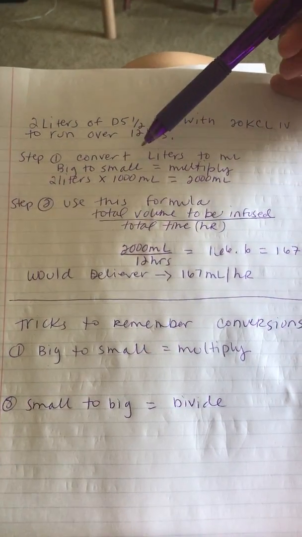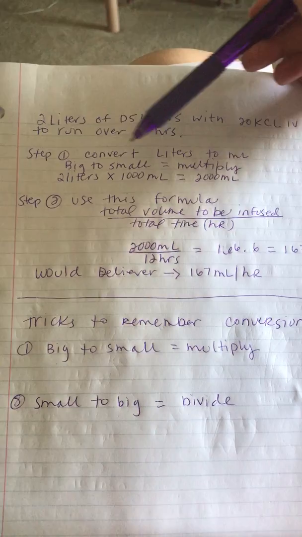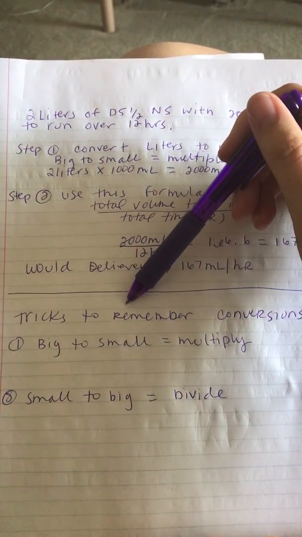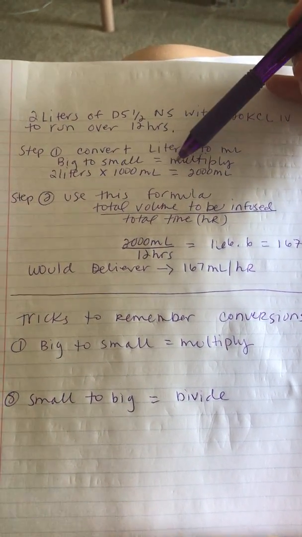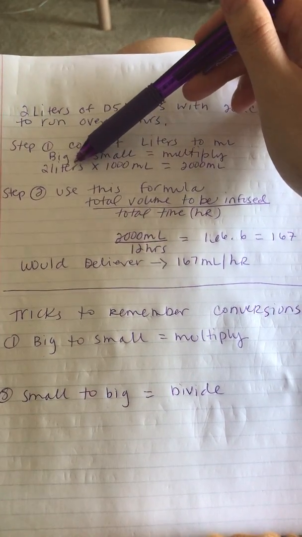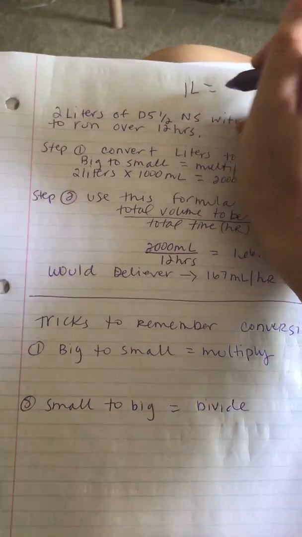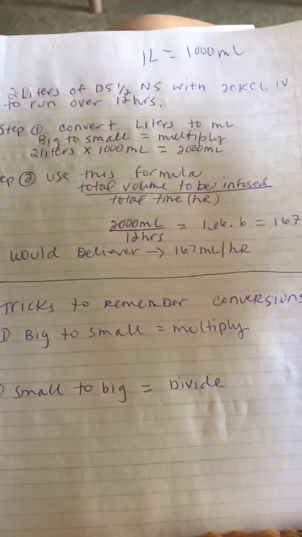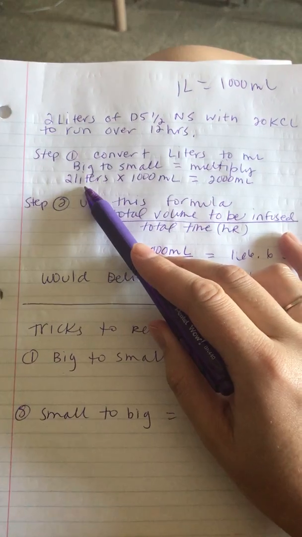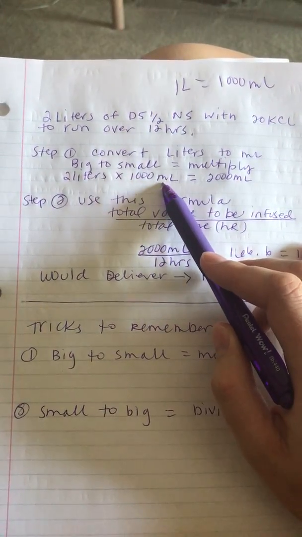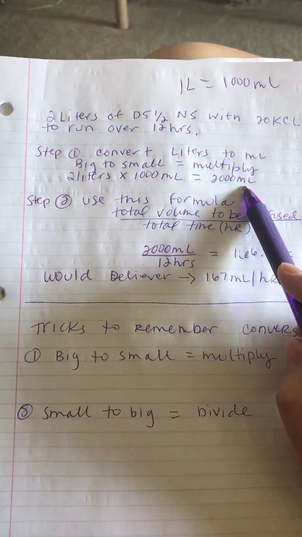So we know that we have liters up here, right? So we know that we're going to have to convert the liters to milliliters. Like I've done here, I've taken the tip down here and applied it up here. So I have big to small, you're going to want to multiply. So we have 2 liters times 1,000 milliliters, because we know that 1 liter equals 1,000 milliliters. So we've converted our 2 liters to milliliters, like we've applied this formula up here. So now we have 2,000 milliliters.